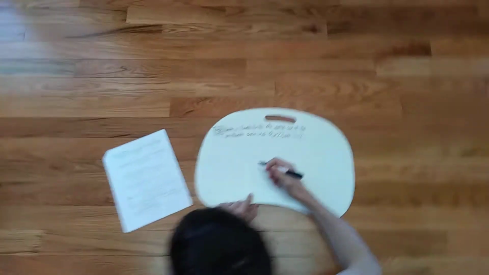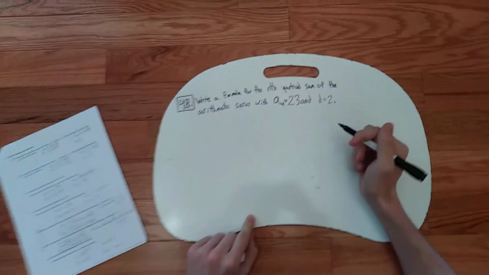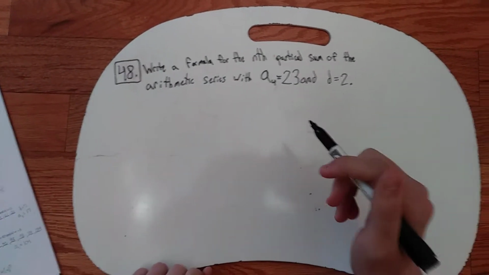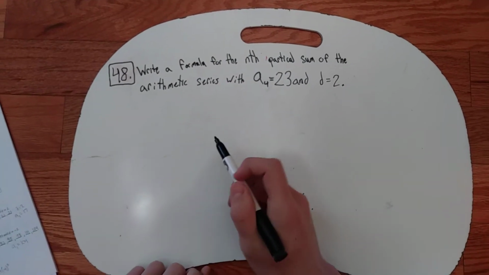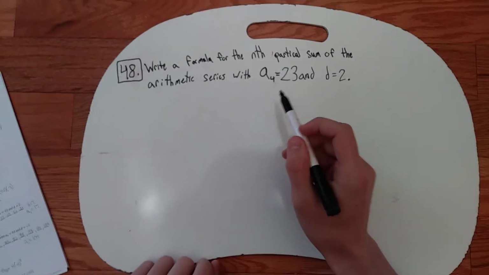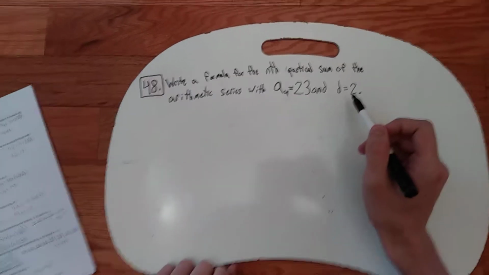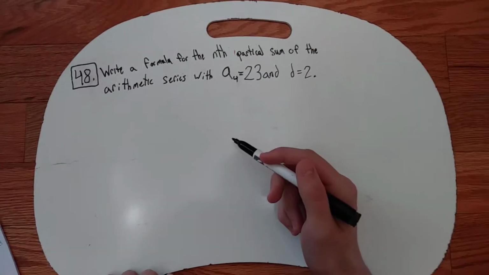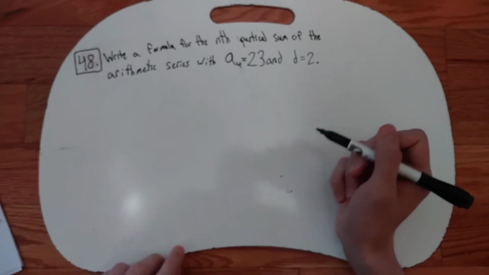Oh, come on. Do you mind if I take a look? Of course. So, the question for 48 is: write a formula for the nth partial sum of the arithmetic series with a sub 4 equals 23 and d of 2. That's the exact problem I was working with. I don't think you could do it. I don't think anyone could do it. Oh, well, I'll try my best.